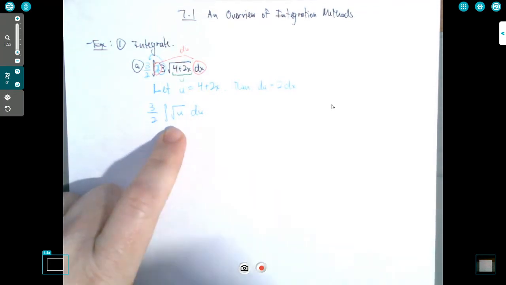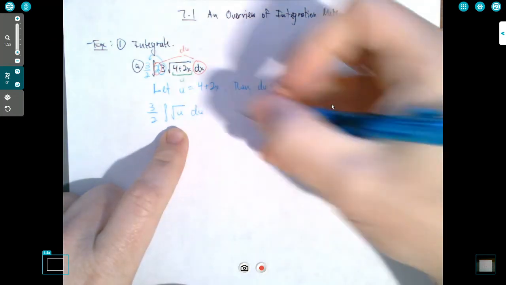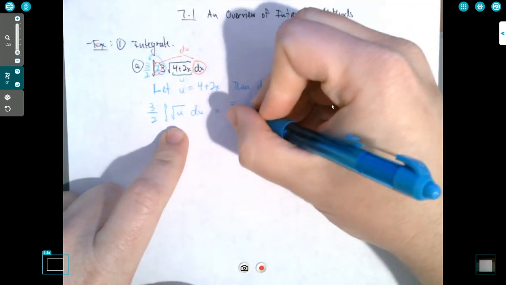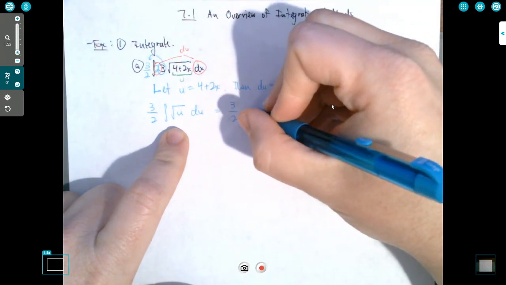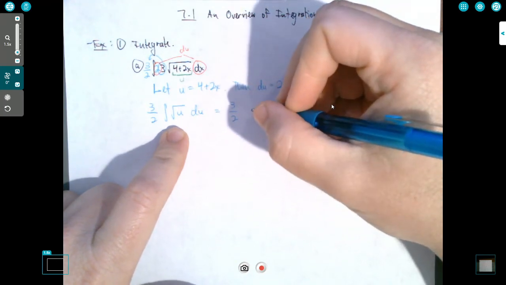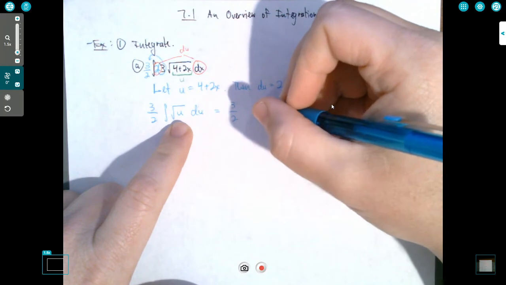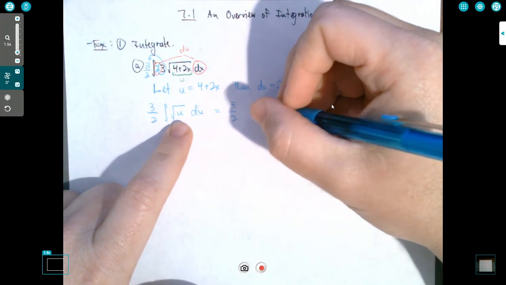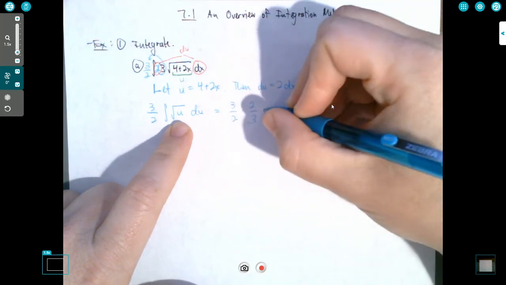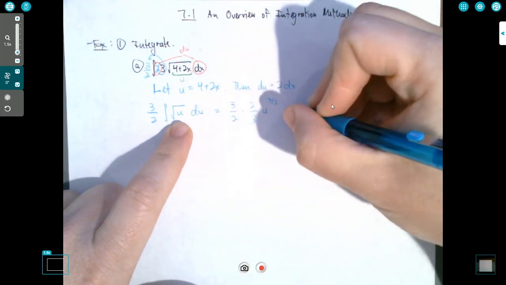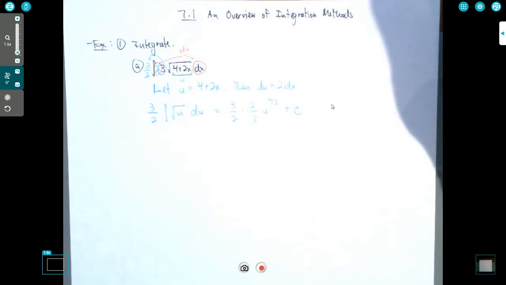From there, it's pretty simple. Square root of u is just u to the 1/2 power. So we're going to add 1 to the exponent and then divide by that new exponent. So 1/2 plus 1 would be 3 halves. And if we divide by 3 halves, that's the same thing as multiplying by 2/3, right? So we have 2/3 u to the 3 halves. And since this is not a definite integral, don't forget you have to have your constant of integration plus c.